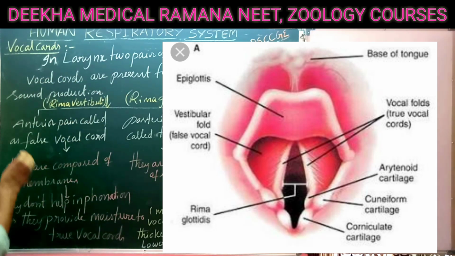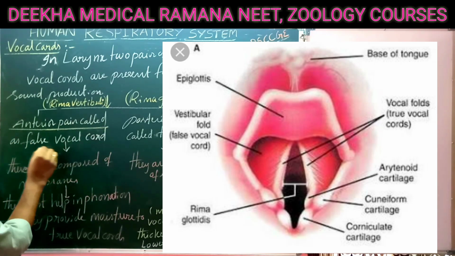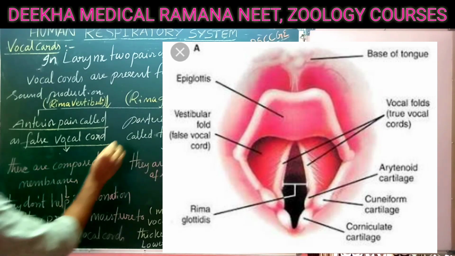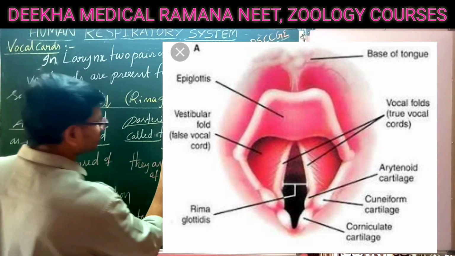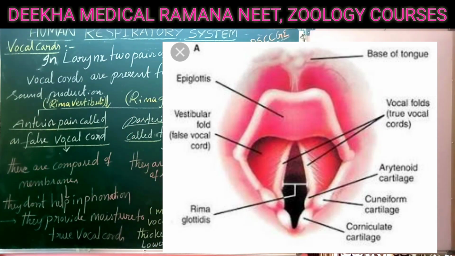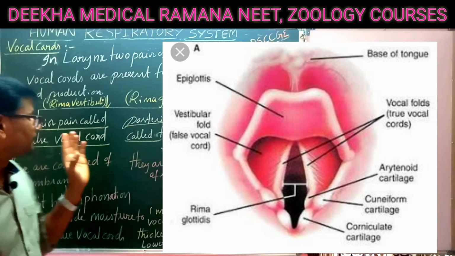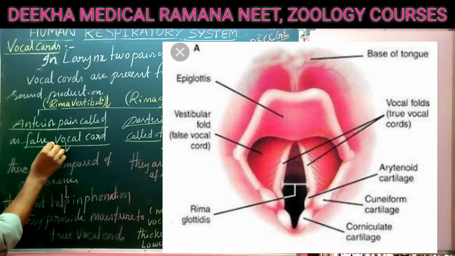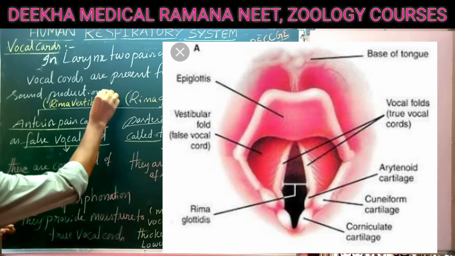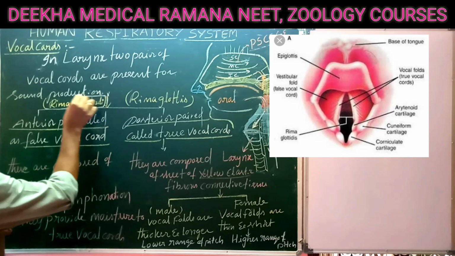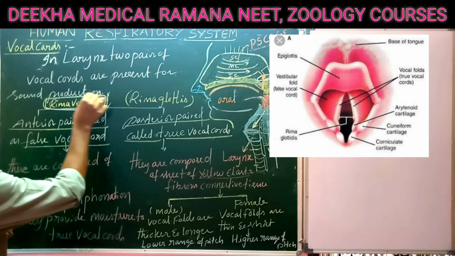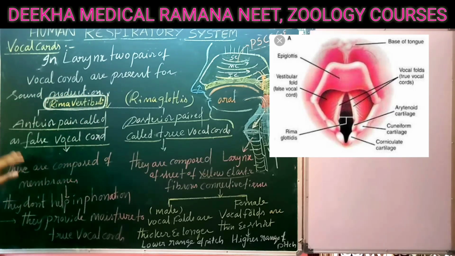In that, one is an anterior pair of vocal cords, called false vocal cords. The posterior paired vocal cords are called true vocal cords. Here there is a pair anterior, there is a pair posterior. Now the space present between two false vocal cords is called rima vestibuli. Very important. Okay, now it won't be in the textbook.